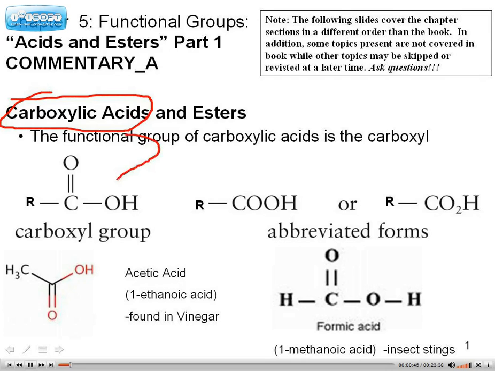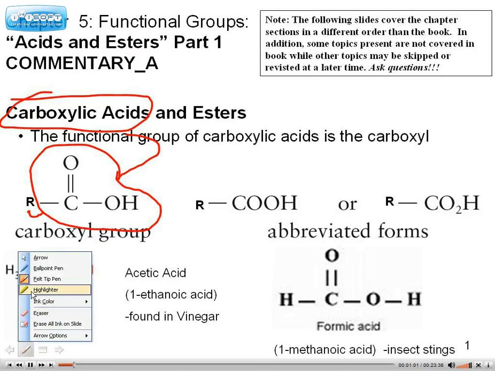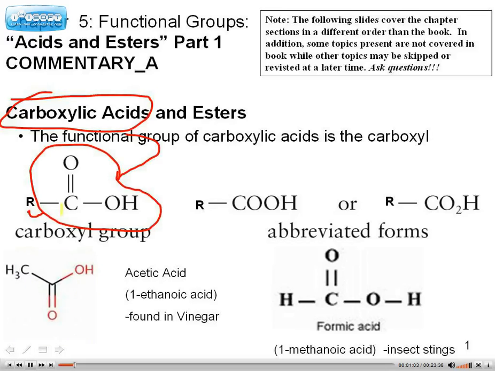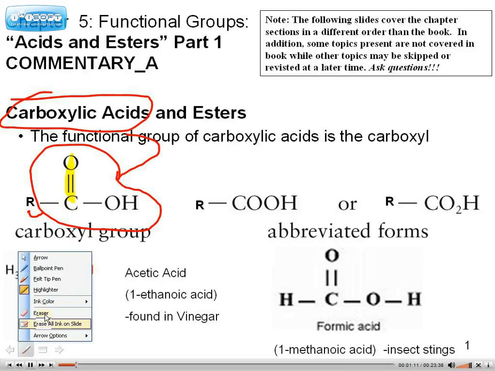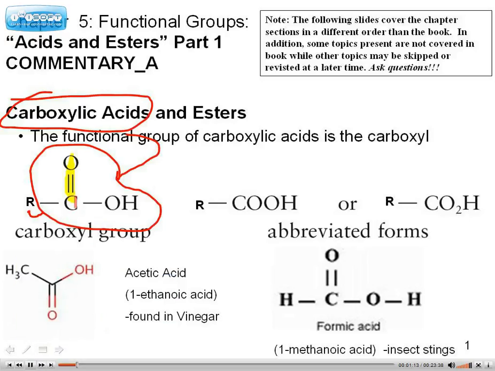This is the functional group. We call this a carboxyl group, and it's connected to an R, which is a hydrocarbon or hydrocarbon derivative. Some key qualities: the carbon is connected to both a carbonyl group and an alcohol group at the same time. So that's where they get the name from.